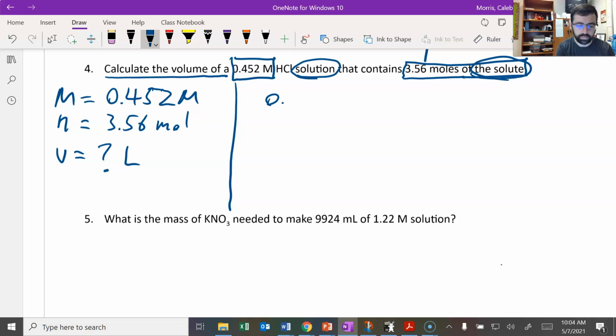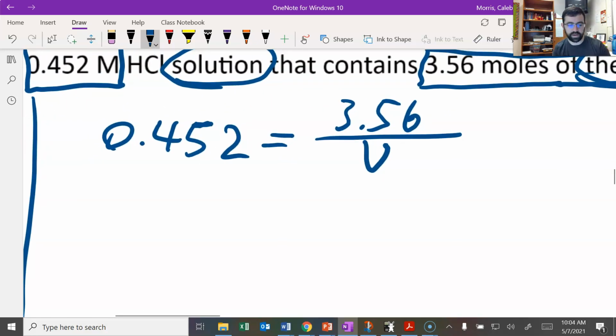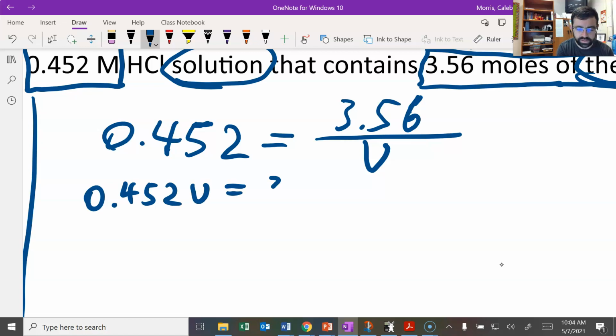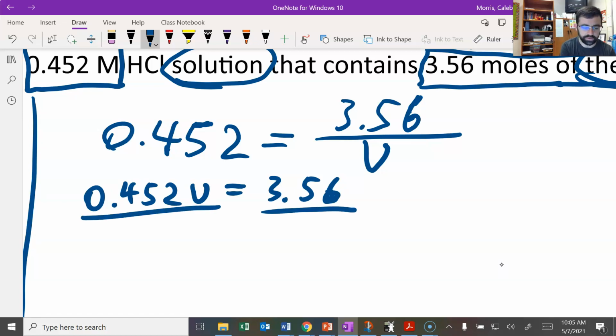So I have 0.452 equals 3.56 moles over liters, over V. So I can't find V if V is in the denominator. So the first thing I would do is multiply it across so that I can get V out of the denominator. So I end up with 0.452V equals 3.56, and then solve for it by dividing by 0.452 on both sides.